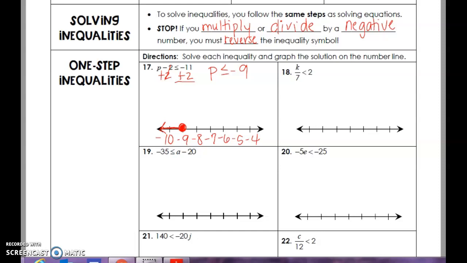Look at number 18. K divided by 7 is less than 2. The opposite of dividing by 7 is to multiply by 7. So we're going to multiply both sides of our inequality times 7. So k is less than 2 times 7, which is 14.